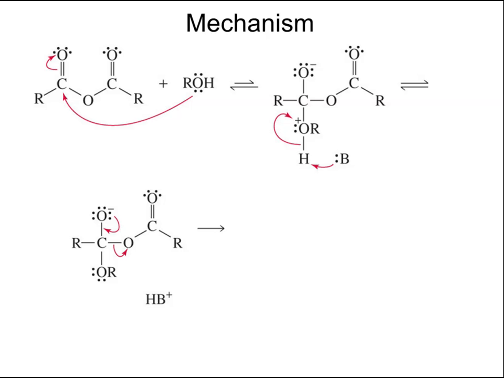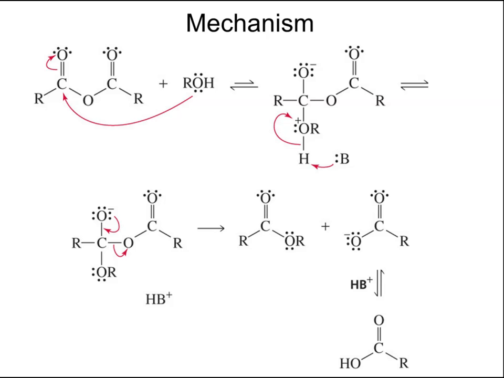Our oxygen can come down, push this out. This is where we're going to turn into our two pieces. If we're under acidic conditions, which we've generated from our base, we can actually have protonation of our carboxylate anion turning into our ester and our carboxylic acid.